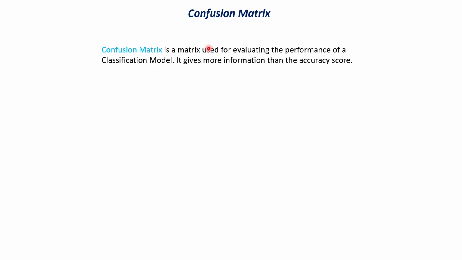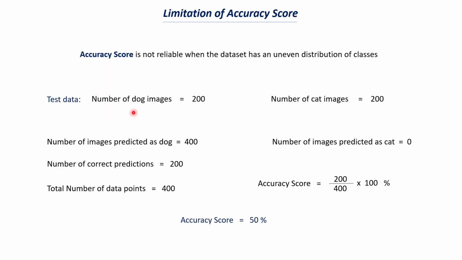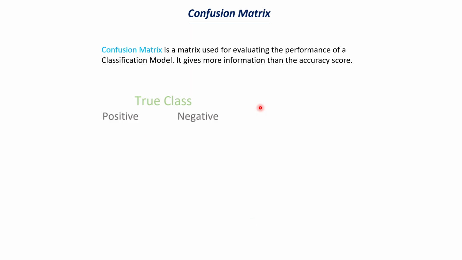So confusion matrix is a matrix used for evaluating the performance of a classification model. So again, we can use this only for classification models, and it gives more information than the accuracy score. Let's see what particular information is helpful for us. Let's say that this is the true class of the data points, positive and negative, and this is the predicted class. In the previous case, the two classes were dog and cat. In this case, we are considering positive and negative as the two classes that we have. So this is the true class, the true labels, and this is the value predicted by our model.